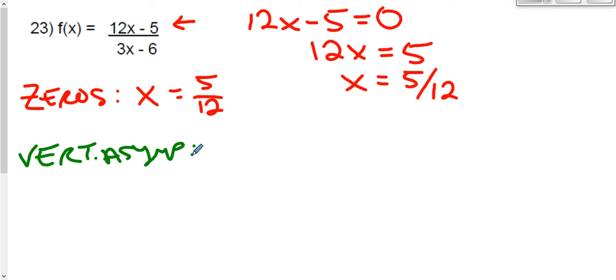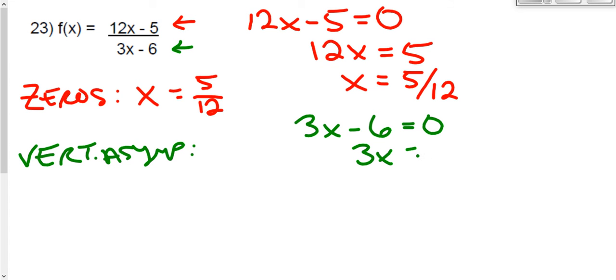To find my vertical asymptote, again, I have to figure out where my function will break. And where my function will break is all the places where my denominator equals 0. So I'll take my 3x minus 6, and I'll set that equal to 0. All we have to do is unwrap x by moving everything away from it, so we'll add 6 to both sides. 3x will equal 6.